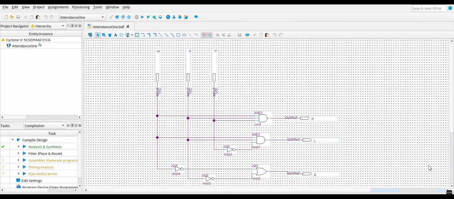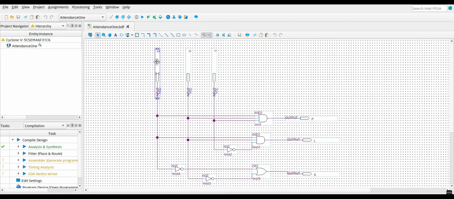So the circuit we developed is a classroom attendance monitoring system that checks whether a student's attendance is on time or not and marks them as present, late, or absent. So first let us have a look at the inputs.